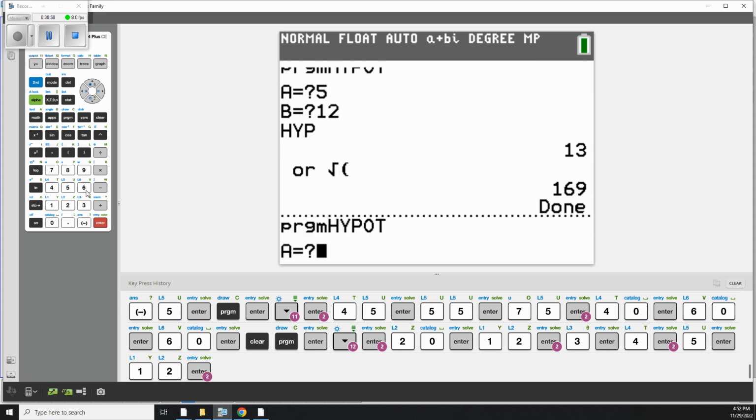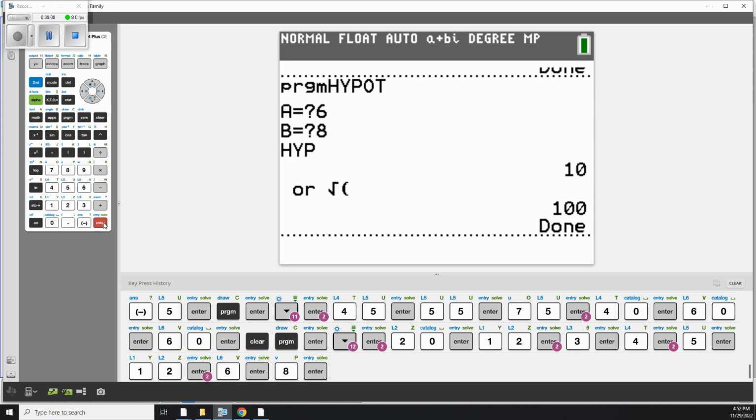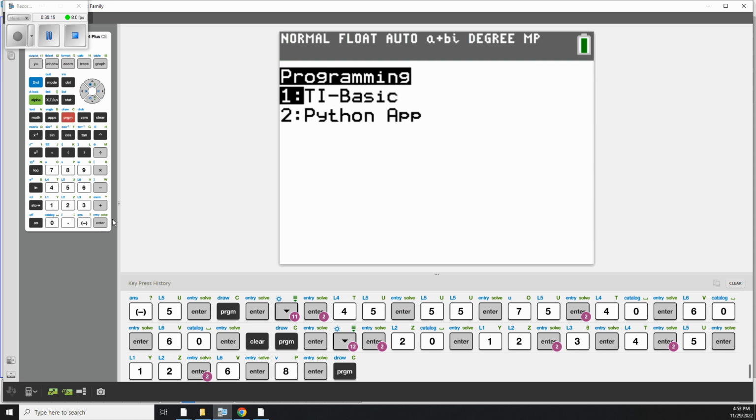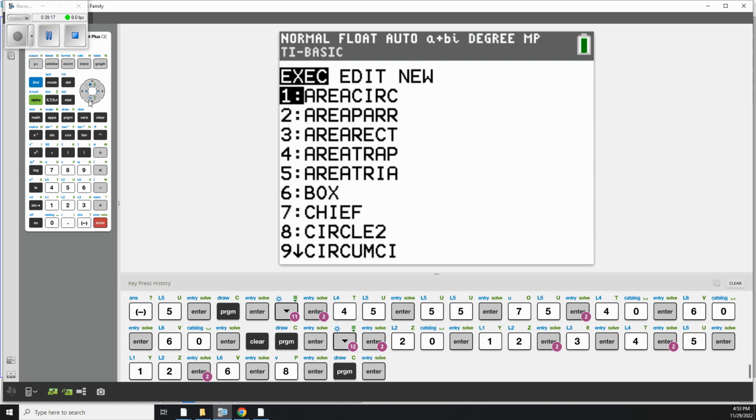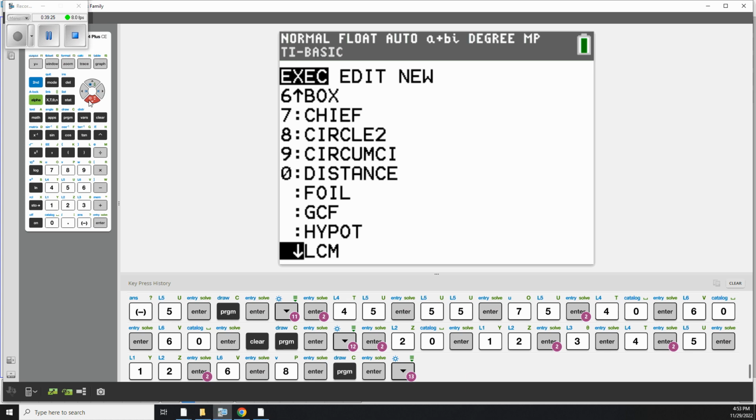Who knows this one? 6, 8. If the legs are 6 and 8, what's the hypotenuse? Don't know it? 10. It's called the 6, 8, 10 triple. You don't have to know them for this class. All you got to do is enter in the hypotenuse, right? What's next after hypotenuse?